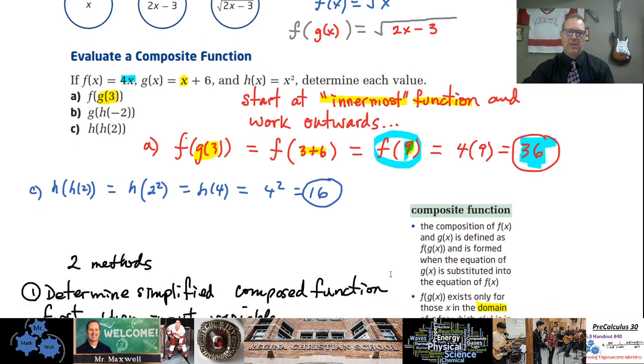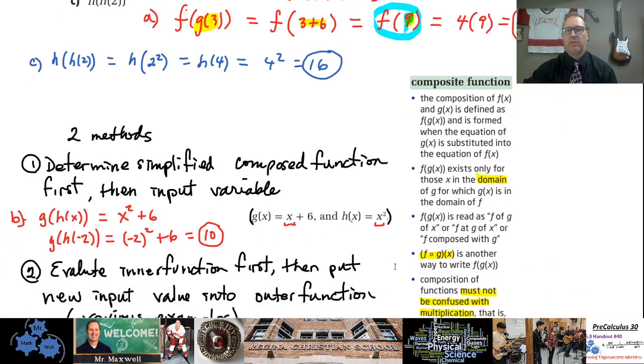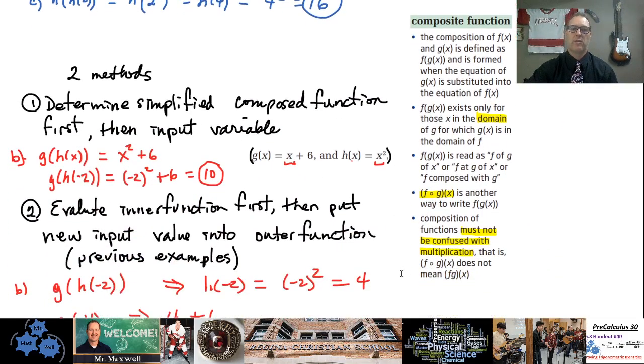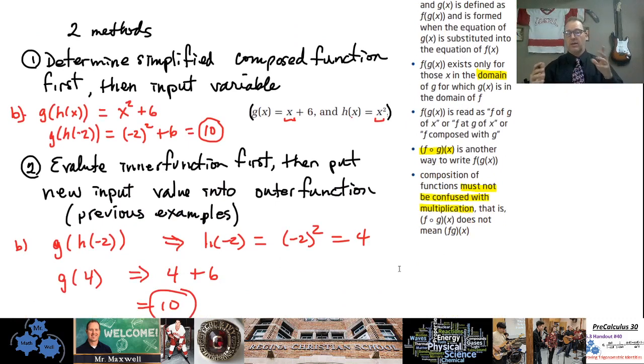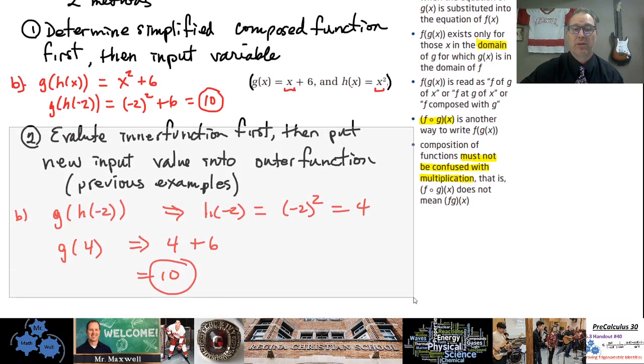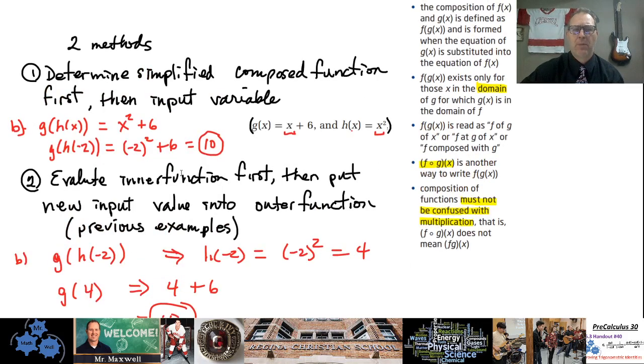Now the second method, there's another method here that may be helpful as well. I'm just going to go over really quickly the 2 methods of evaluating this. The second one that I wrote down here, this number 2, is just what I explained to you. Evaluate the inner function first, and then put that value as the input for the outer function. That's method number 2. Method number 1 is slightly different.